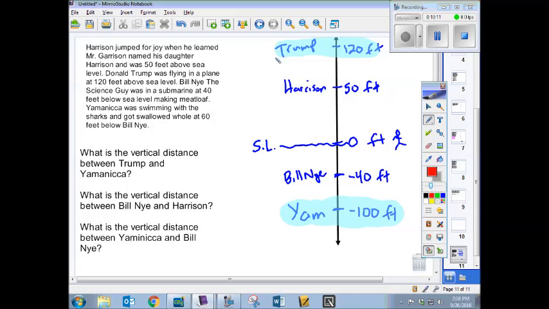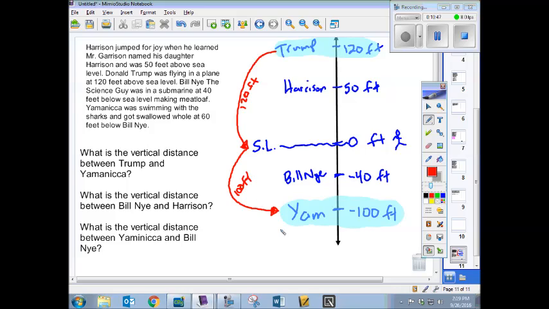So in order for his plane to visit Yamanika, how many feet will Trump's plane have to descend, meaning go down, in order to just get to the water? How far is that plane going to have to travel just to get there, Nixon? 120 feet. And then how much farther is he going to have to travel to get down to where Yamanika and the sharks are? Tyler? 100 feet. 100 feet.